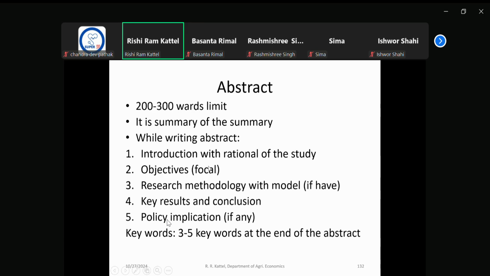When writing an abstract, start with the introduction with rationale of the study, objective, focus, research method with model, key results if you have them, and conclusion and policy implication, if any, and use 3 to 5 keywords at the end of the abstract. Well, it is a way of writing an abstract. Some journal articles require you to give subheadings for the abstract, like introduction, objective, research methods, findings, and conclusion. In this way.